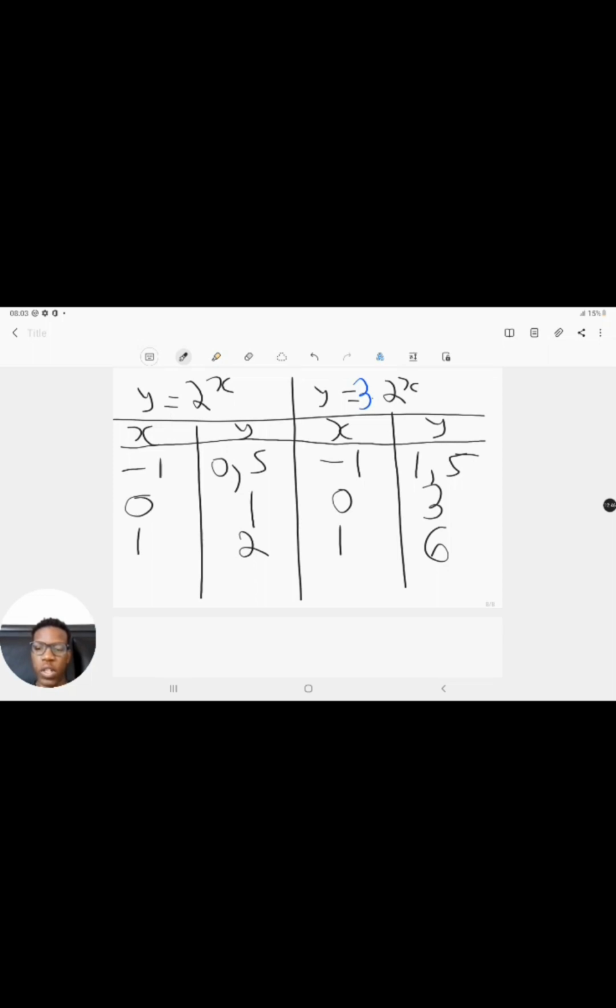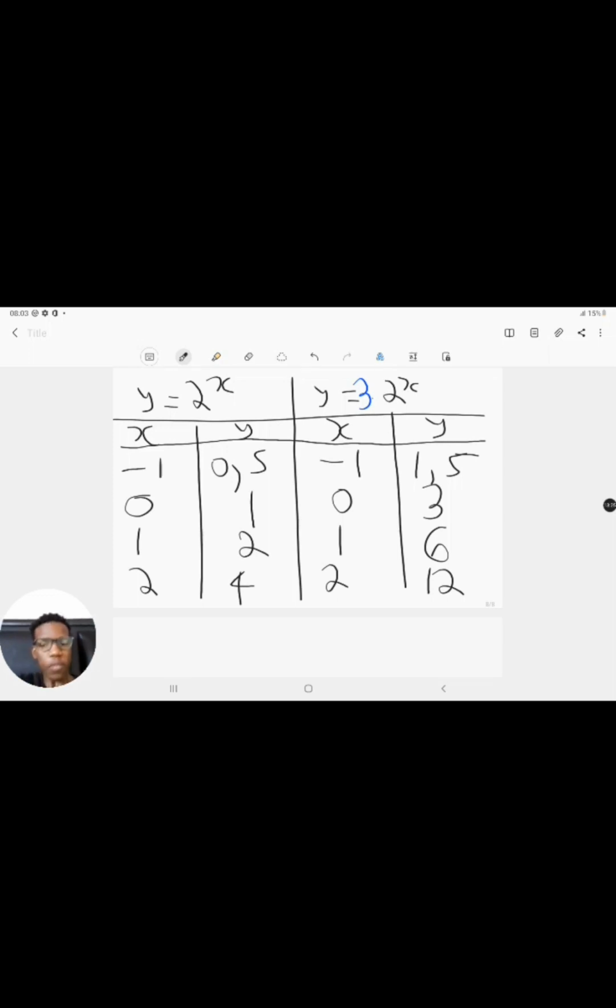Let's do one more. If x is equal to 2, y in this case will be 2 to the power of 2, and that's going to give me 4. If x is equal to 2 here, y will be 3 times 2 to the power of 2, which is 3 times 4, which is 12. Oh, it's not 4, it's 12.